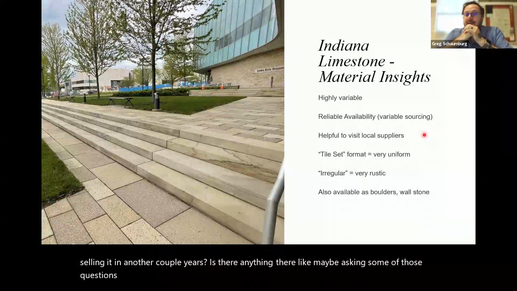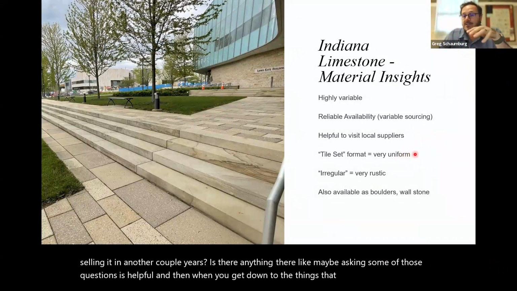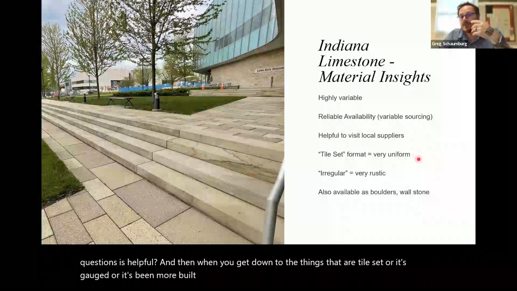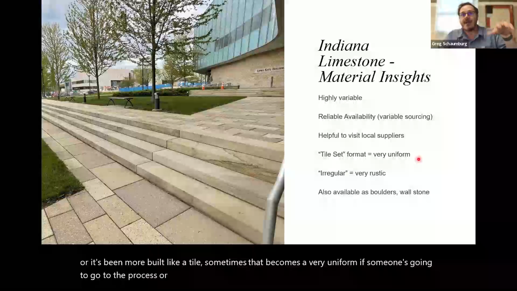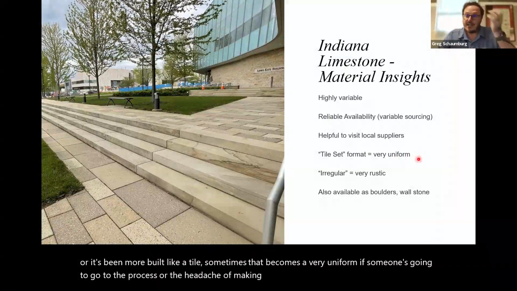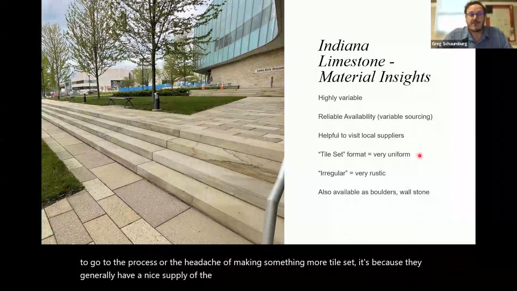And then when you get down to the things that are tile set, or it's gauged, or it's been more built like a tile, sometimes that becomes very uniform. If someone's going to go through the process or the headache of making something more tile set, it's because they generally have a nice supply of the material and they're comfortable producing it that way over and over and over.